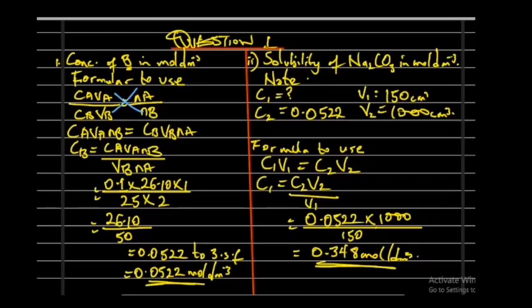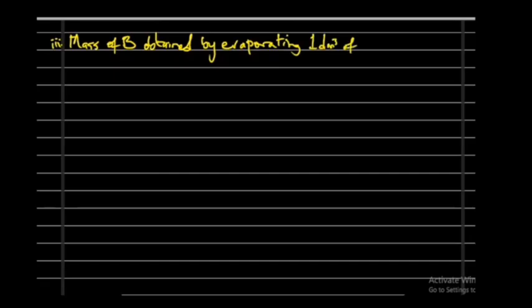And then we move to the next question, which is question 3. Still in question 1, Roman numeral 3, we have mass of B obtained by evaporating 1 dm cube of the saturated solution.